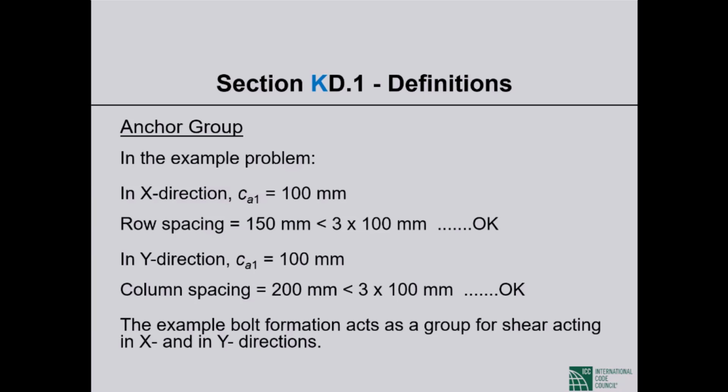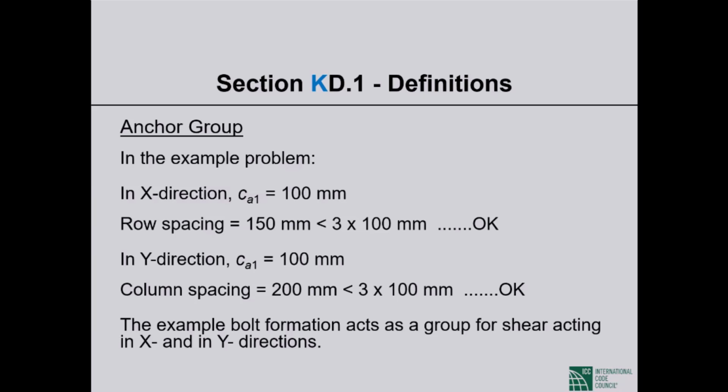Okay, so do we have 6 isolated anchors, 2 groups of 3, 3 groups of 2, or a group of 6? For X direction shear, the edge distance in the direction of shear is 100 millimeters.